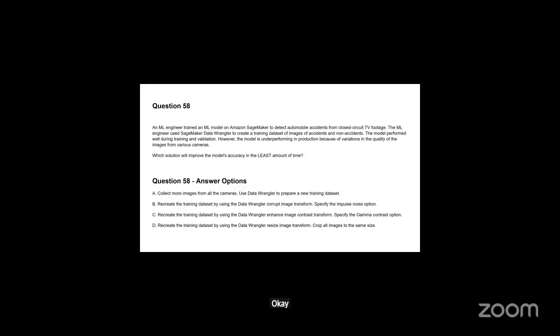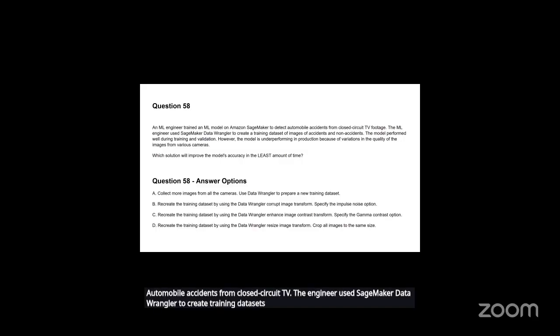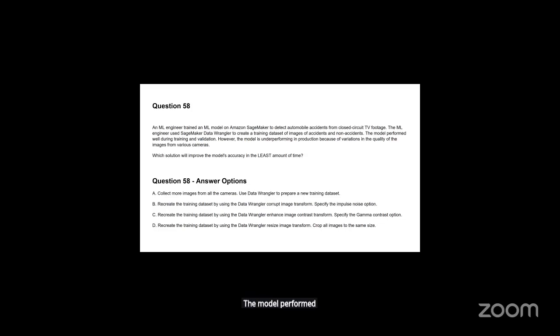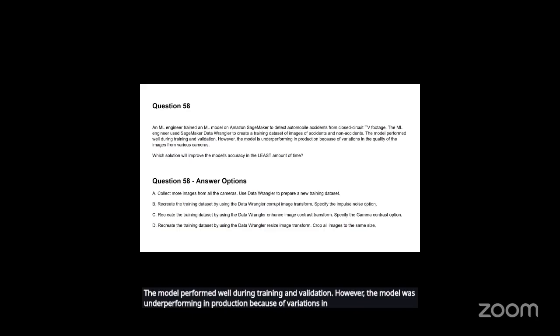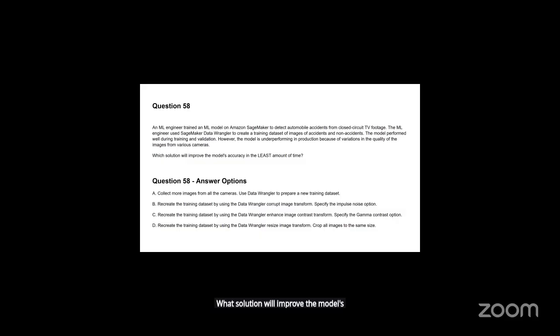Okay, 58. An engineer trained a model on SageMaker to detect automobile accidents from closed circuit TV. The engineer used SageMaker Data Wrangler to create training data sets of images of accidents and non-accidents. The model performed well during training and validation. However, the model is underperforming in production because of variations in the quality of images from various cameras. What solution will improve the model's accuracy in the least amount of time?